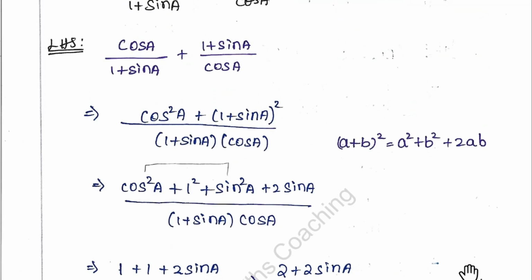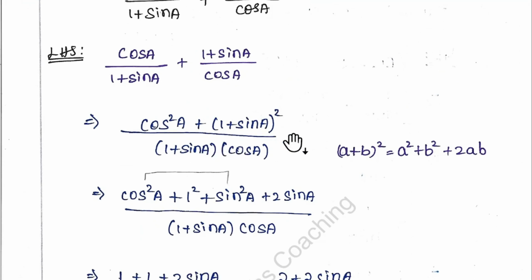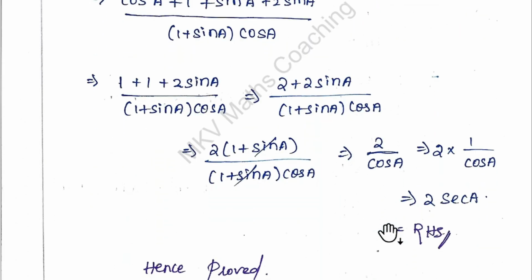Okay, so first step is done. The question is already in the cos and sin form. So take an LCM and expand it through the (a plus b) the whole square formula and solve according to your RHS.